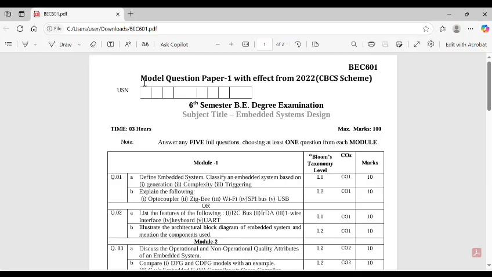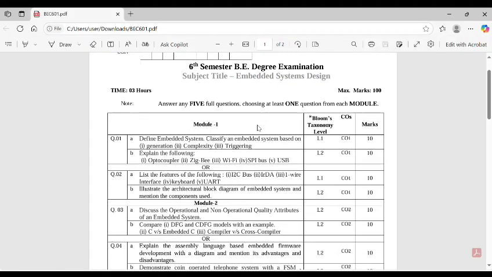In this video we are dealing with model question paper 1. The VTU has released model paper 1 of the 6th semester Embedded System Design. In Module 1, question 1A: define embedded system and classify the embedded system based on generation, complexity and triggering. In 1B, explain the following: optocouplers, Zigbee, Wi-Fi, SPI bus and USB.